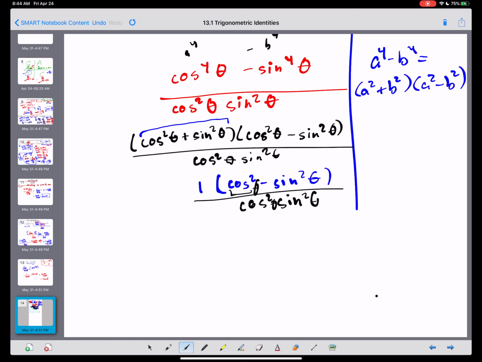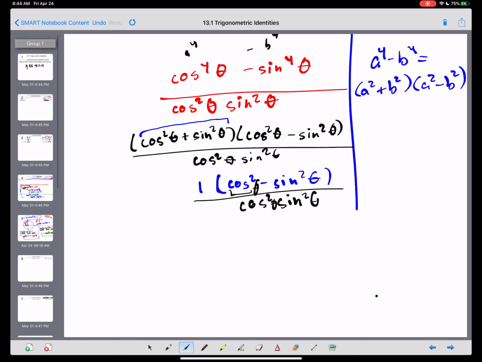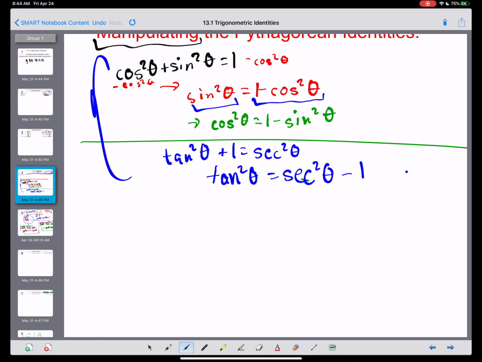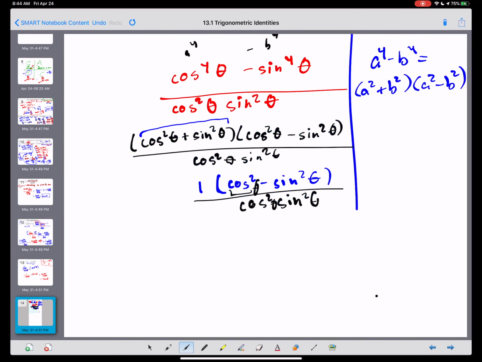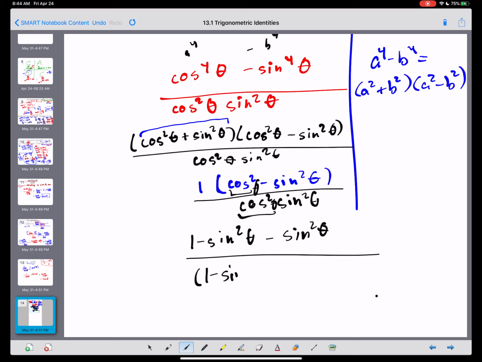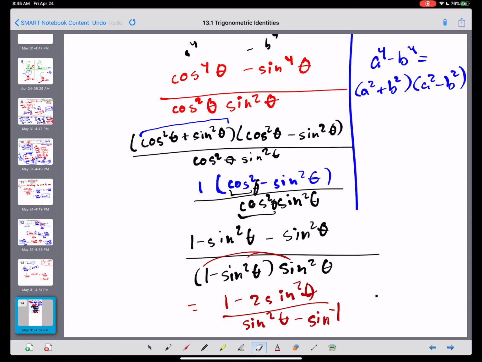Well, it's cosine squared theta, right? If that's cosine squared, we should know how to get rid of cosine squared. Cosine squared is 1 minus sine squared. So in reality, I have 1 minus sine squared minus sine squared over, once again, cosine squared, that's 1 minus sine squared times sine squared. And from here, all I want to do is simplify. So my final answer is going to be 1 minus 2 sine squared over, right? Think of this as negative x minus x. That's negative 2x, like you can combine like normal. Here I would distribute, so I get sine squared theta minus sine to the 4th theta. That's so ugly. Boom, and that's it. That would be your final answer.